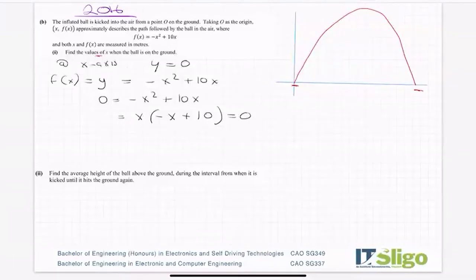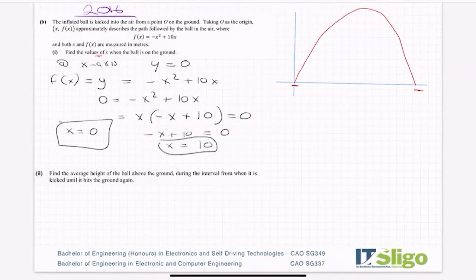Okay, and then you let each factor equal 0, just like you would in a quadratic. So x is equal to 0 and minus x plus 10 is equal to 0. Bring over that, x is equal to 10. So find the values of x. Okay, and that makes sense if you think about the physics of a ball being kicked up and back down again.